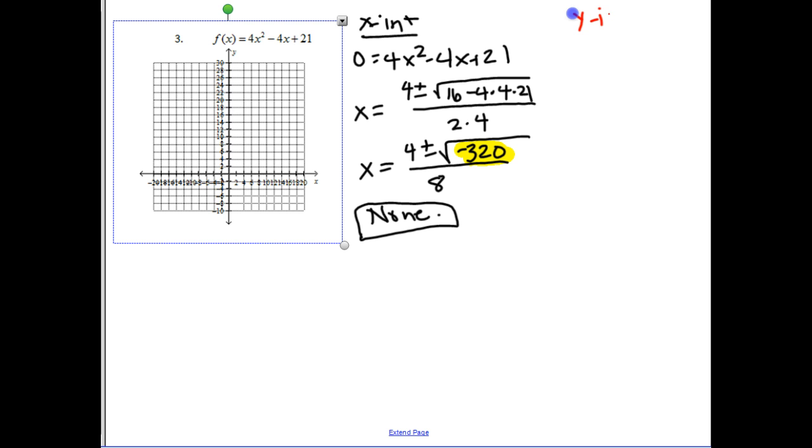Now we're going to find the y-intercept. Let x equal 0. So y is 21. So our y-intercept is going to be about right there. Next, the vertex.